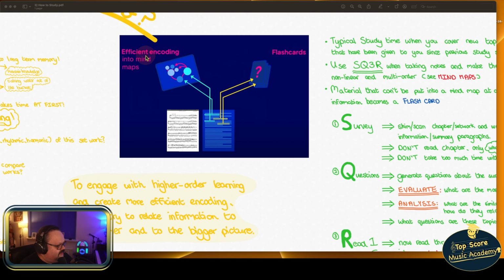So we will look at encoding in a minute or so, but for now, just be aware that flashcards should be quite rare. It's not 50-50. You don't have half your information going into mind maps and the other half going into flashcards. You're talking about 99.9% mind maps and 0.1% flashcards, if even that.